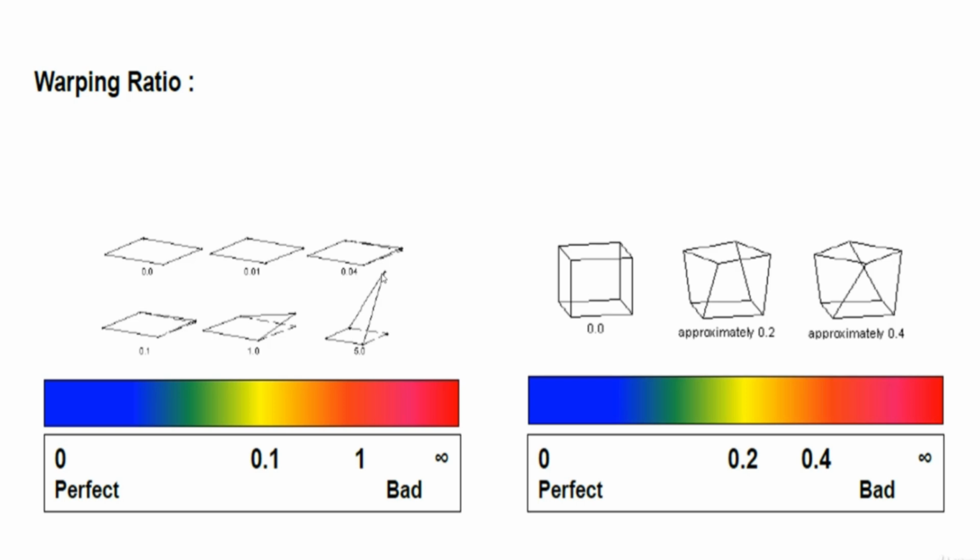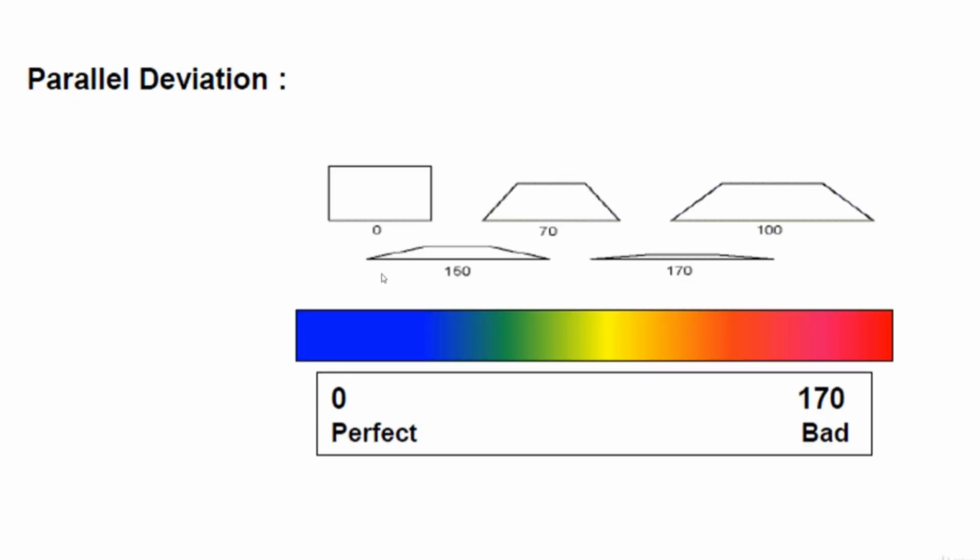Then the next parameter is known as parallel deviation, and this parallel deviation also ranges from 0 to say 170, and if you get a value nearer to 0, then you can say you have built a good quality mesh.